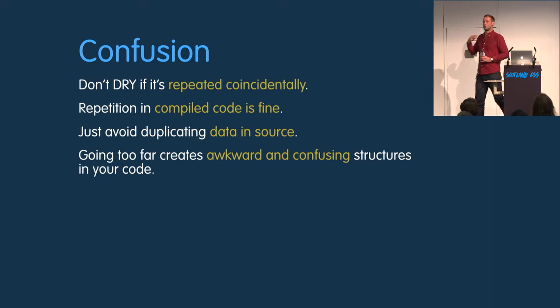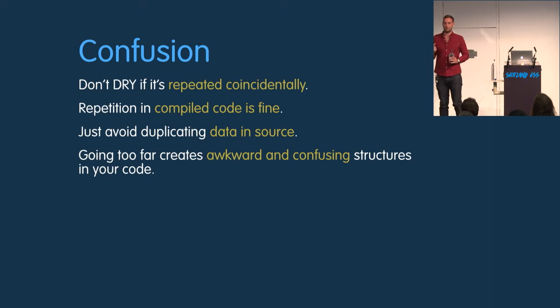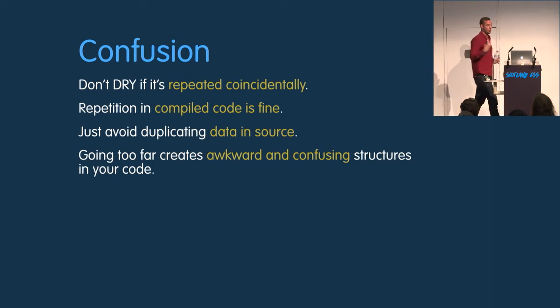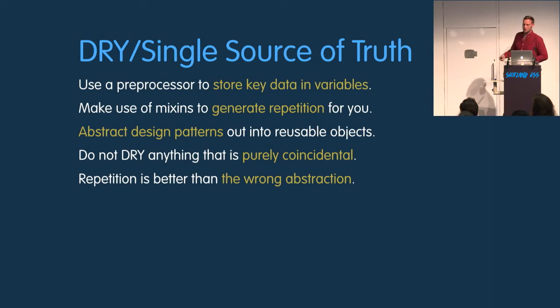Going too far, trying to dry out every single occurrence of a string in a project, is going to create really awkward, cumbersome abstractions. So yeah, use a preprocessor. I mean, this is real simple stuff, but use a preprocessor to start abstracting things out into variables, repeat things via argumentless mix-ins, sassy copy and paste. We can actually abstract full design patterns out if you're using object-oriented CSS or a style guide. Avoid drying anything that's completely coincidental.